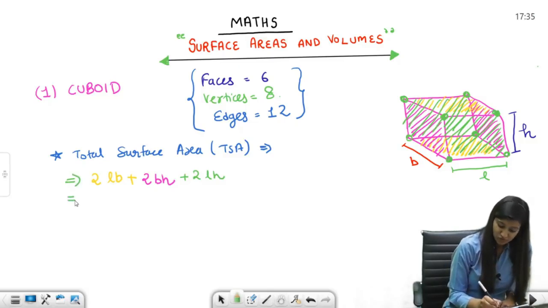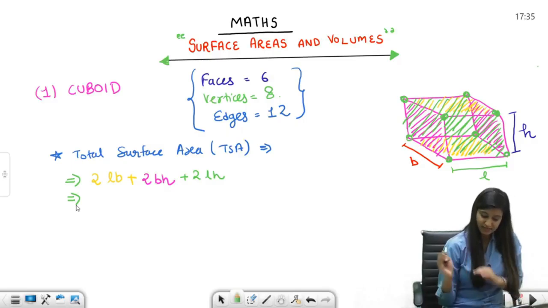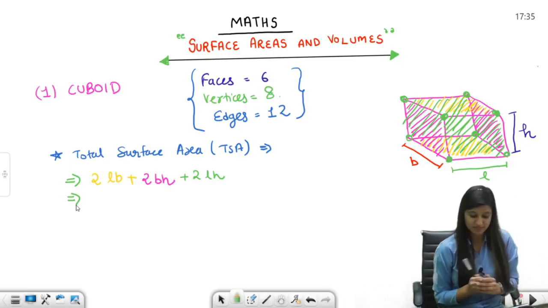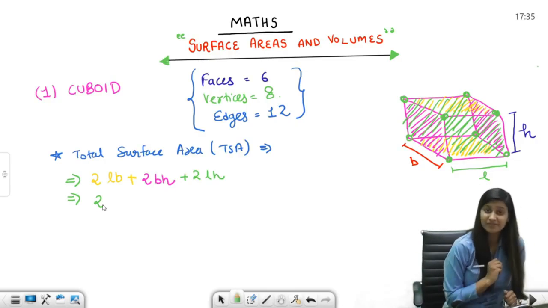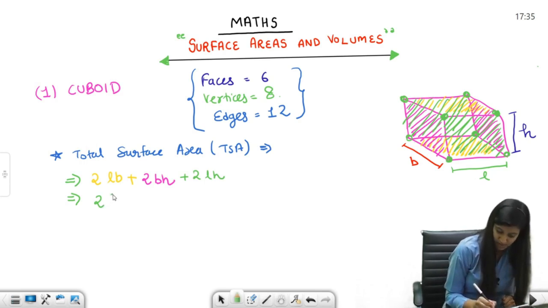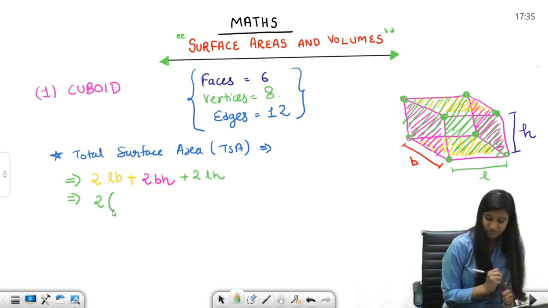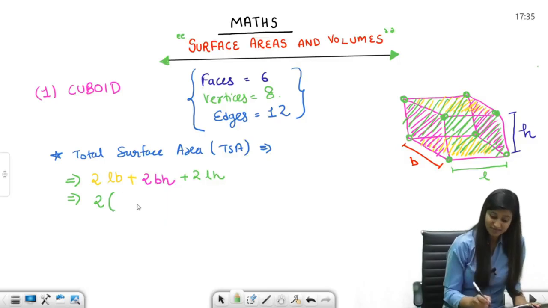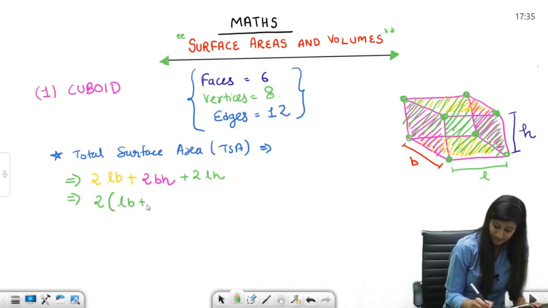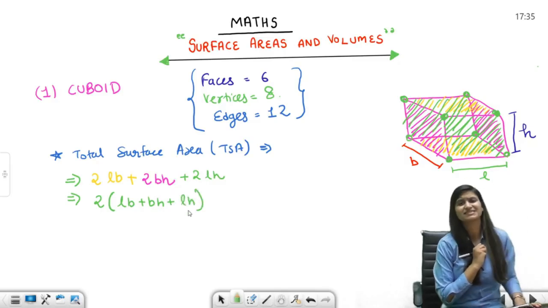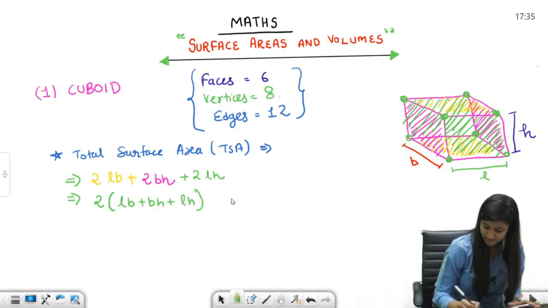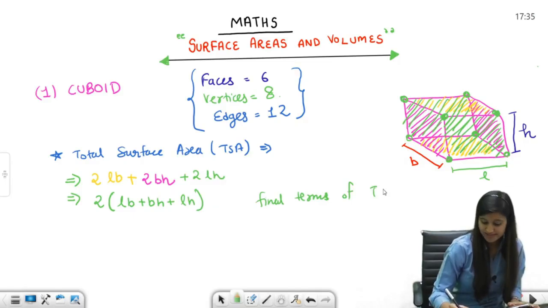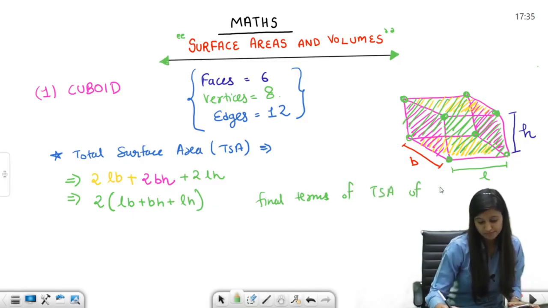Now let's try to solve it. What can we take in common? 2 can be taken out. So 2, here we will be left with 2 times LB plus BH plus LH. That's it. This is your final term for area. Final term for TSA of cuboid.